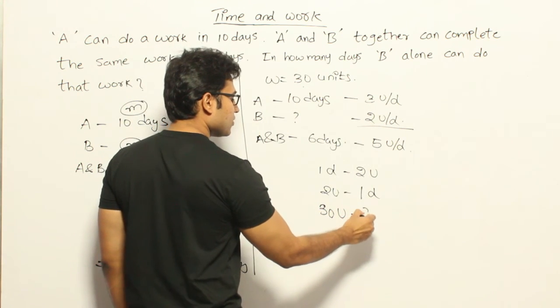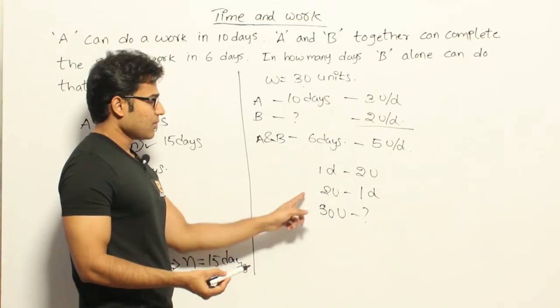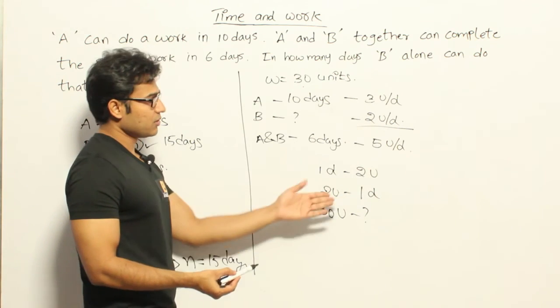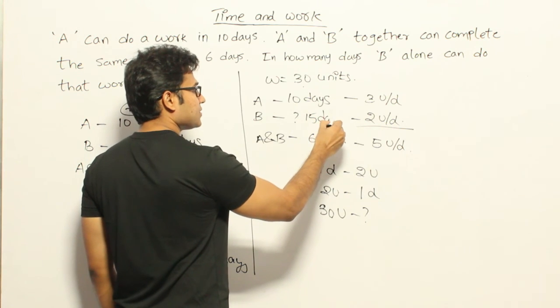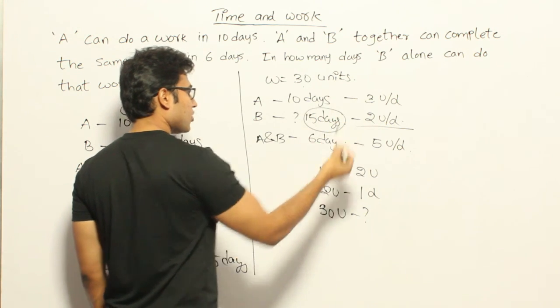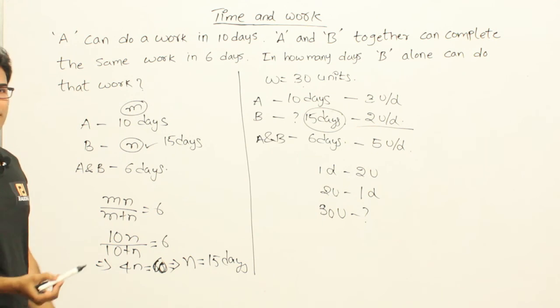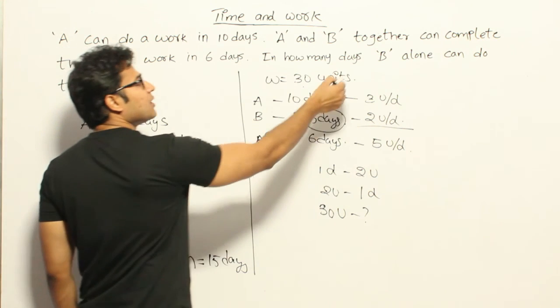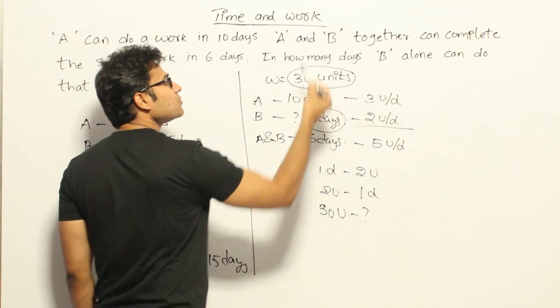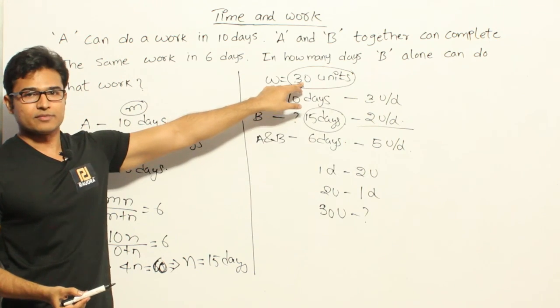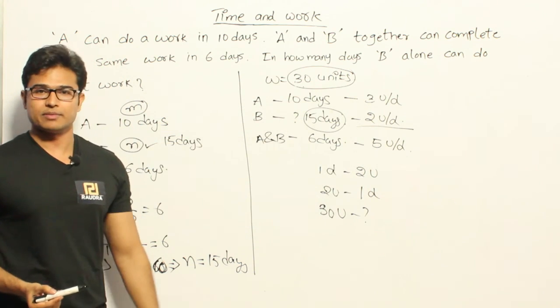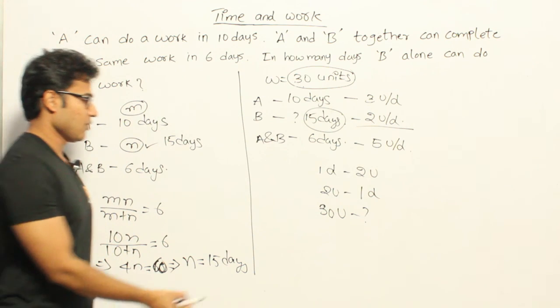So 30 units, how many days? That's the question. Now multiply both sides by 15. You are going to get 15 days, isn't it? Therefore 15 days is the answer. Without using the formula also, you can solve it that way. Got it? Now just remember that whatever number we have assumed, it doesn't change the answer. Even if we had taken it as 60, we would have got the same number of days, 15 days. Okay, fine.